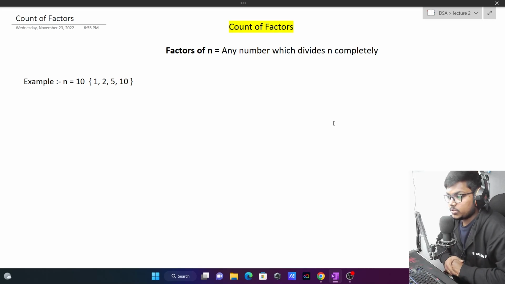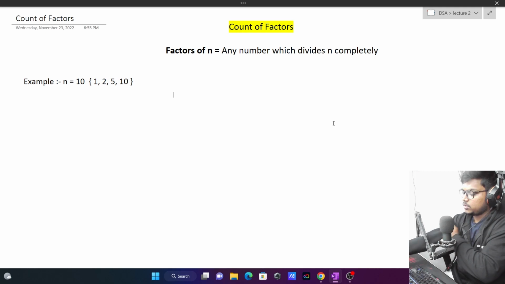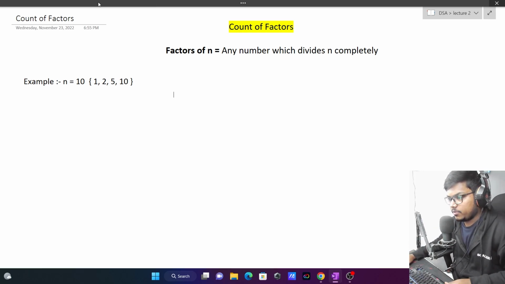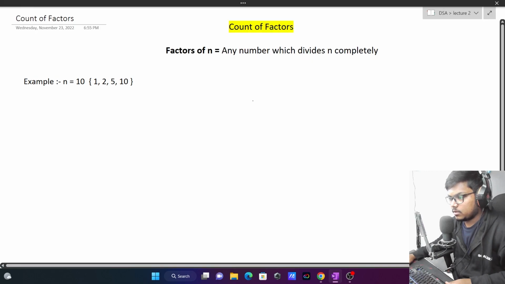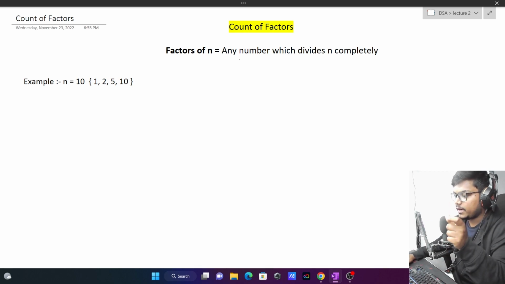Hey guys, today we're going to see the count of factors, like how we can do the factors in an optimal way. But before going to do something, what we usually do, first of all, what are factors? Factors are nothing but numbers which divide a number completely.